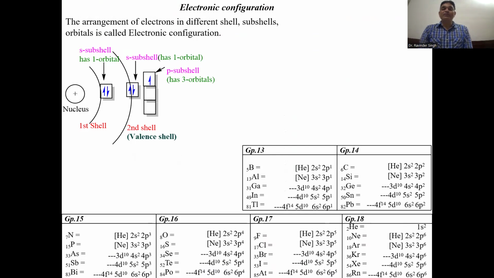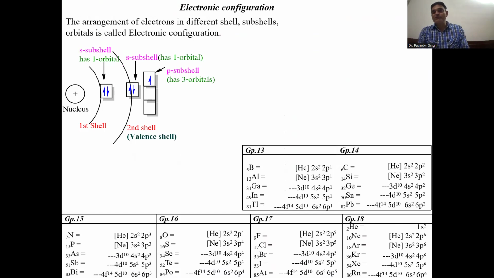So that was about the electronic configuration of these elements, group 1, group 2, the s block. Now these are the p block elements, group number 13 to group number 18. The arrangement of the electrons in different shells, subshells, and orbitals follows different rules, that is our Aufbau principle, which states that the electrons are always filled in the increasing order of their energy.